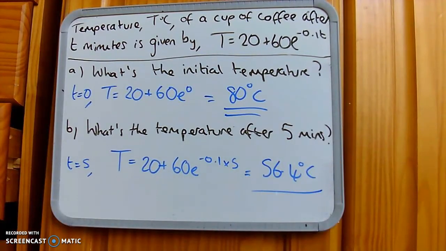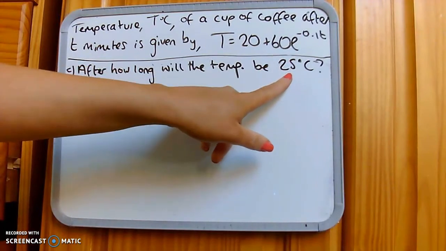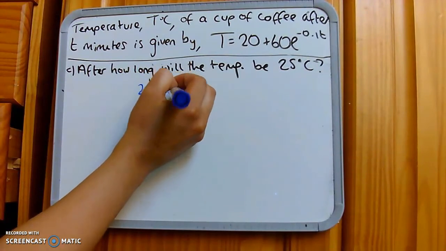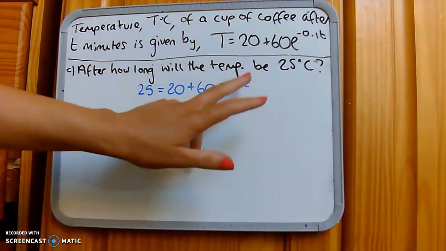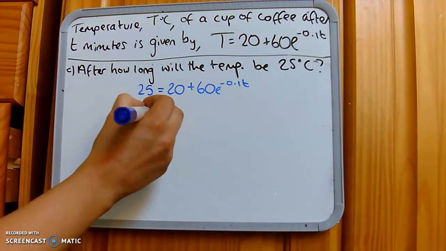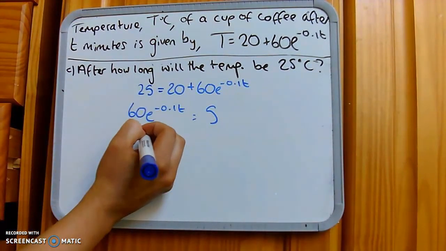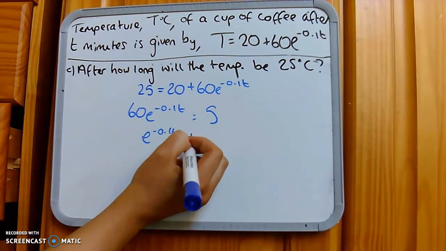Alright, next part. The third part of the question says, after how long will the temperature be 25 degrees C? So this is talking about the capital T being 25. Let's write that out. We want 25 to equal 20 plus 60 e to the negative 0.1 t. We're going to want to find t, that's the time, that's how long it'll be. So take away that 20, I get that 60 e to the negative 0.1 t is equal to 5. And divide by 60, I'm going to get e to the negative 0.1 t is equal to a 12th.